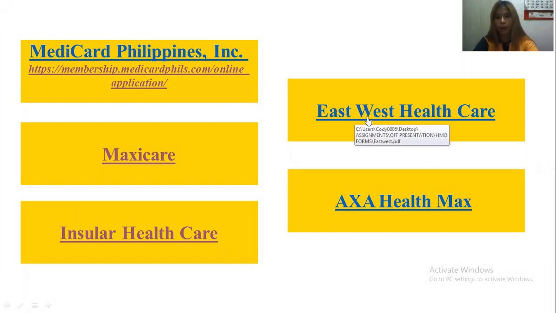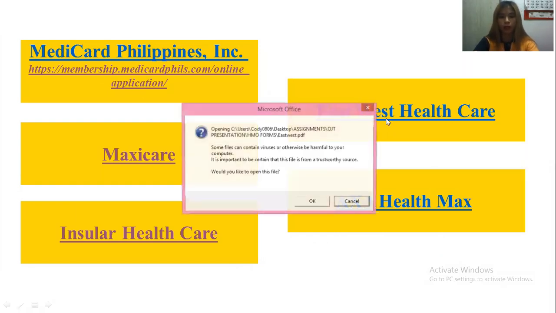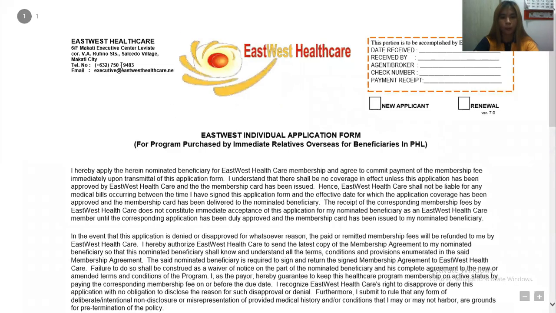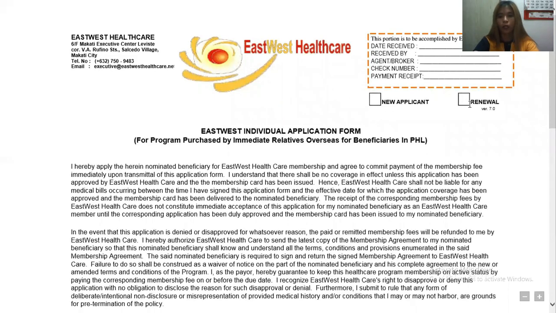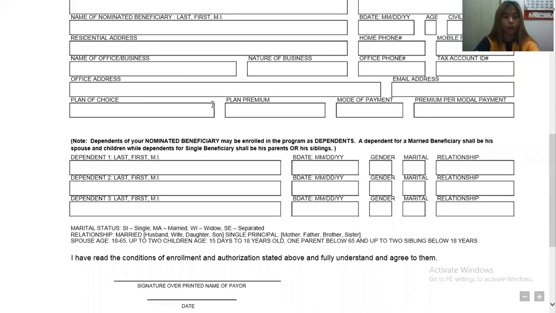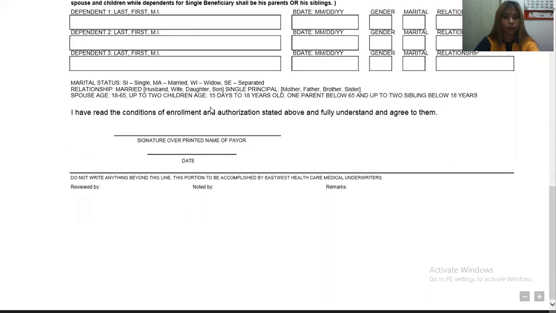Next one is the East-West Healthcare. Let's see the application form of East-West. This is the application form of East-West Healthcare. If you are a new applicant, check the new applicant. If you renew your contract, you will check the renewal. In the form, it indicates the name of the payer and information on your personal information.